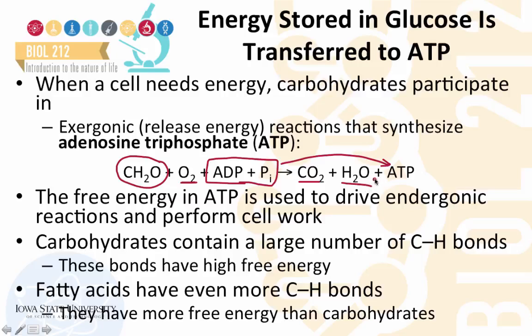Carbohydrates contain a large number of CH bonds. These bonds have a high amount of free energy. Oxidizing 1 gram of carbohydrates releases 4 calories of energy. In comparison, fatty acids have even more CH bonds, meaning that they would have more free energy. Oxidizing 1 gram of fatty acids releases 9 calories of energy.